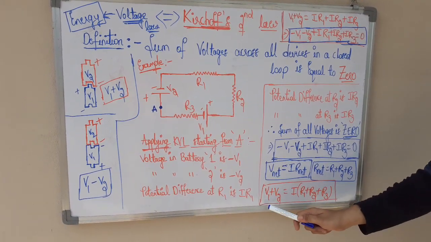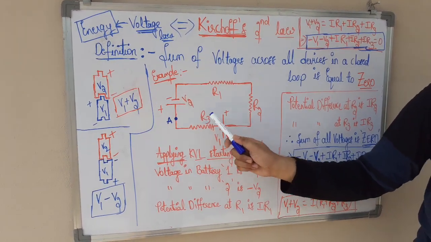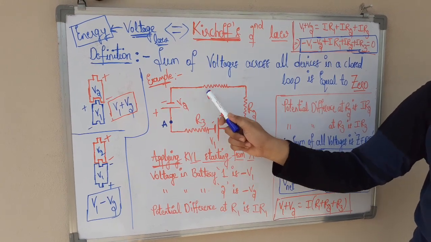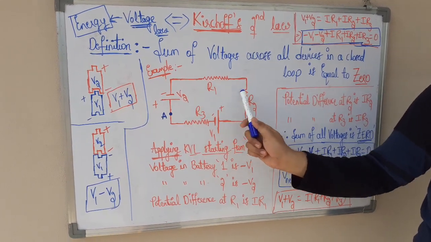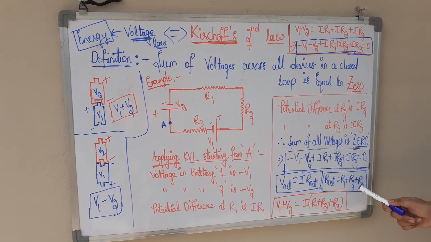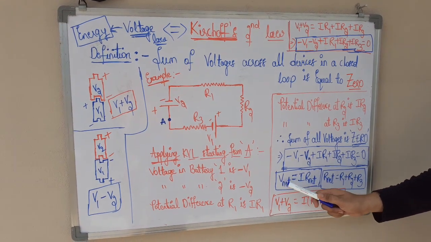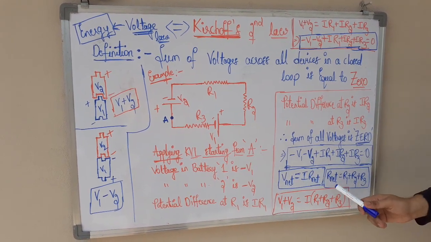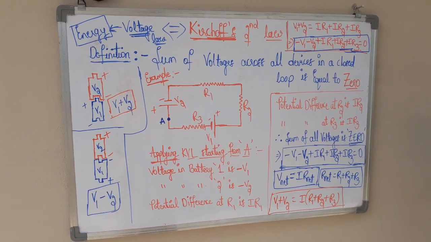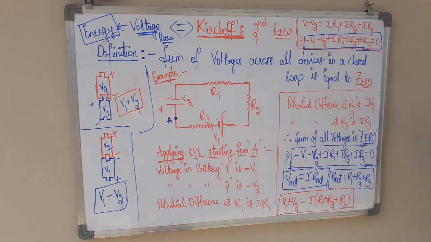So here the net voltage is V1 plus V2, and all three resistors R1, R2, R3 are connected in series. That is why R net is equal to R1 plus R2 plus R3. So finally V net is equal to I into R net. V net is V1 plus V2, R net is R1 plus R2 plus R3. So V1 plus V2 is equal to I into (R1 plus R2 plus R3).